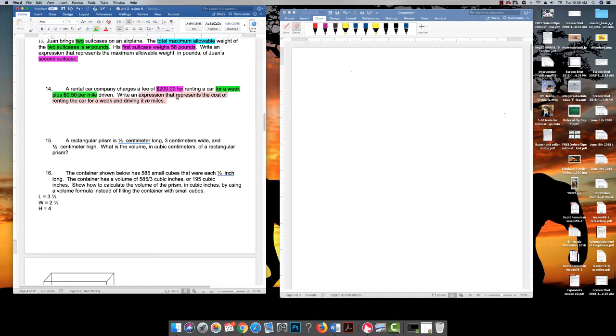Again, we're writing an expression that represents the cost of renting the car for the week plus the miles driven. So again, we're writing an expression. Okay, so we're going to write $200. Why $200? Because that's how much it's costing us to rent for a week. In addition to this, they're going to charge us 50 cents per mile. What does the keyword per mean? What kind of operation are we doing? Per equals multiplication, per mile. And it says here M represents the miles.